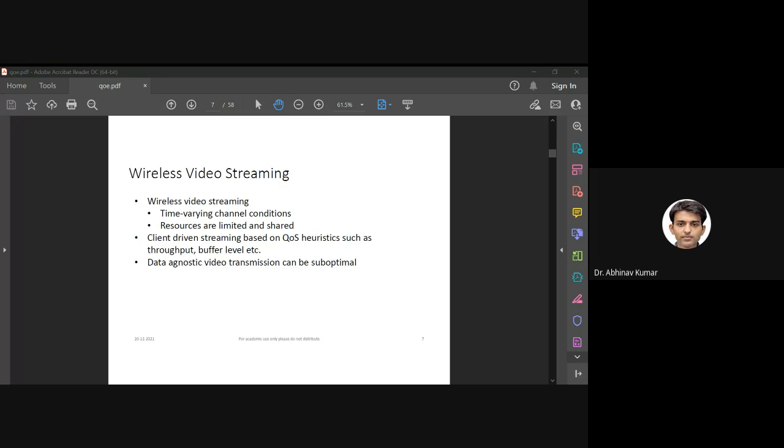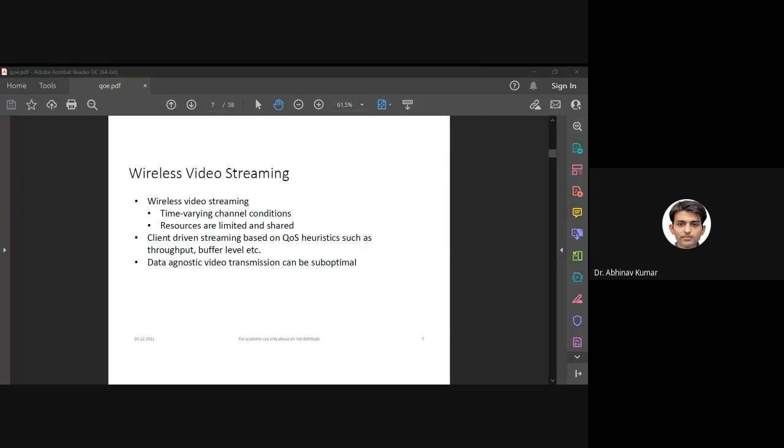For example, from a spectrum perspective, if you look at it, the 20 megahertz spectrum costs a few hundred, if not 1,000 crores in India. That's a huge amount of cost, a huge amount of investment, right? So unless there is huge demand from the consumer side, people will not make that kind of investment, right? So the resources are typically constrained.